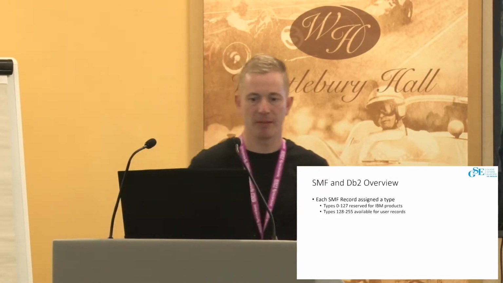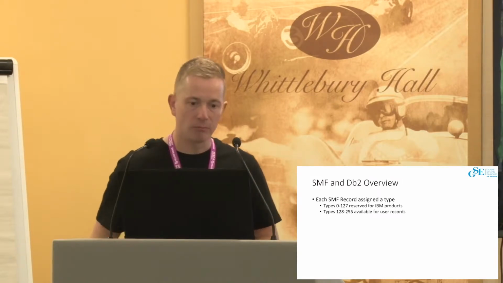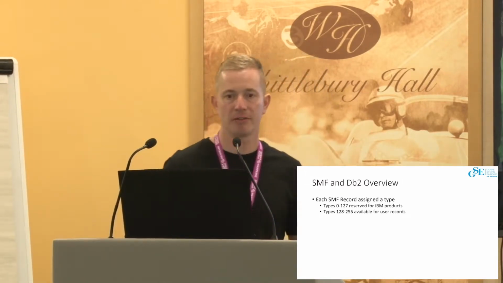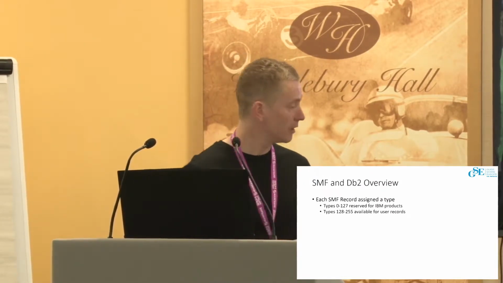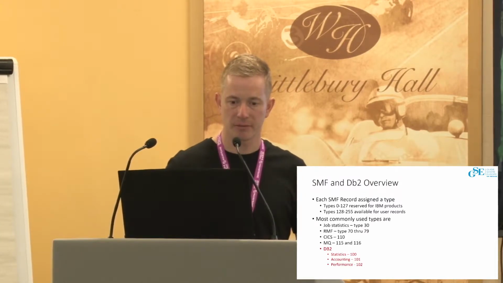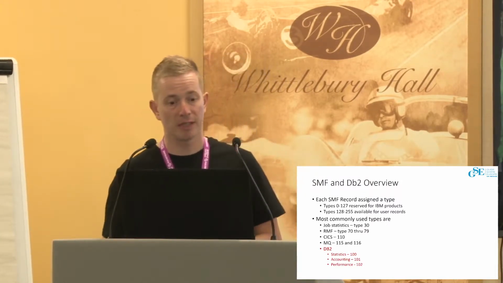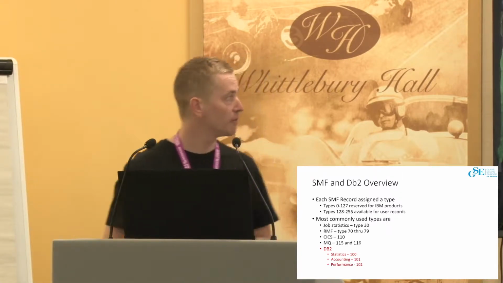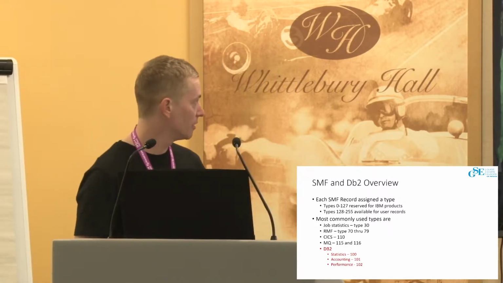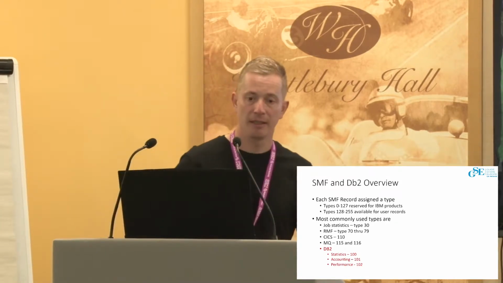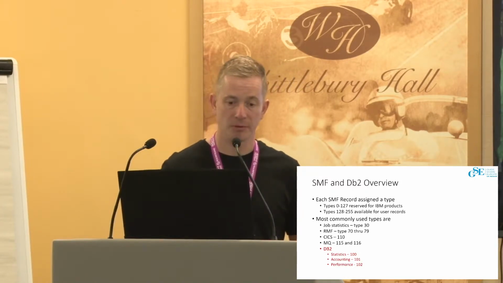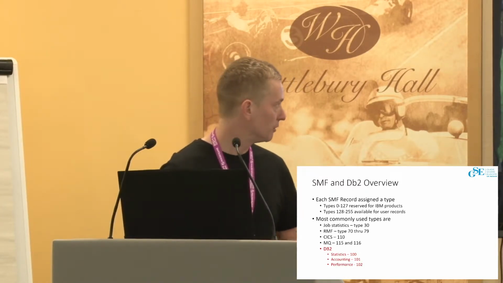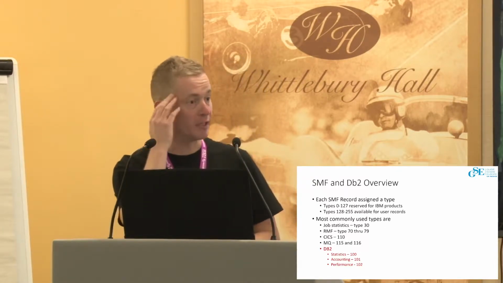So, a little bit about SMF records. Each SMF record is assigned a type. 0 to 127 are reserved for IBM, 128 to 255 for user records, if you want to externalize stuff to SMF yourself. The most commonly used types: job statistics is type 30, although it's not strictly speaking job statistics, it's address-based statistics. RMF is type 70 through 79, CICS 110, MQ 115, 116, and the ones we're here to really look at today.